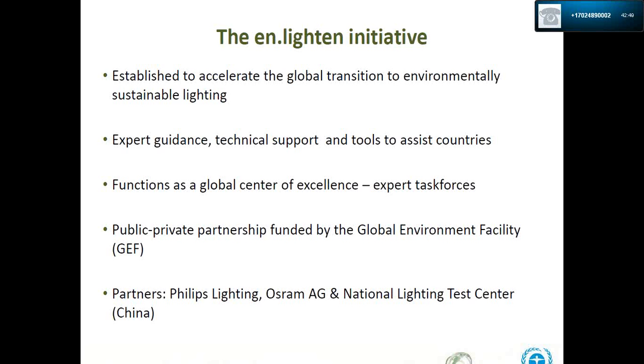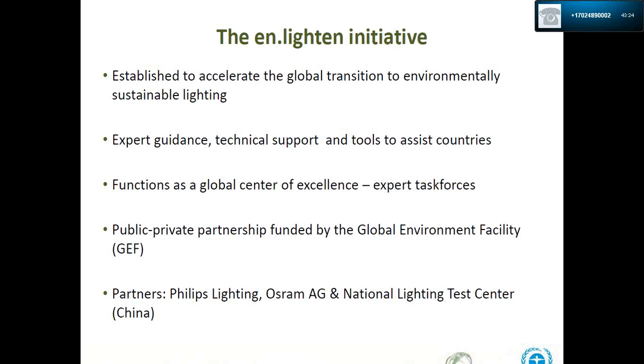Now, that takes us to the en.lighten initiative. Why are we here? We're here to accelerate the global transition to environmentally sustainable lighting. We've seen it's happening already, but in many countries it's not taking place. We're here to provide expert support and guidance for countries to undertake their own transformation programs. I've mentioned before that there are many practices and good examples out there on the basis of which we can make recommendations. So we're here basically to be a catalyst to accelerate this global transition.